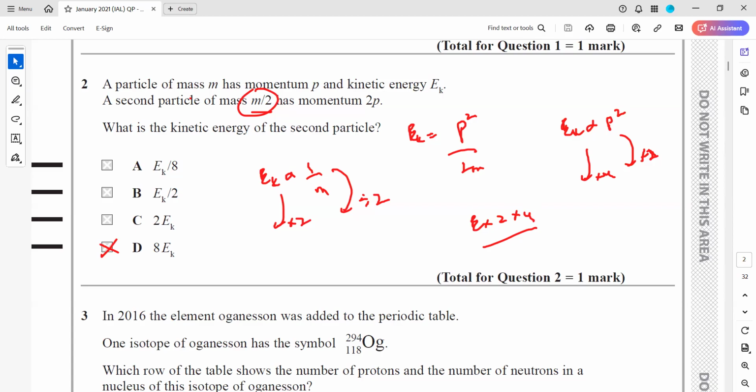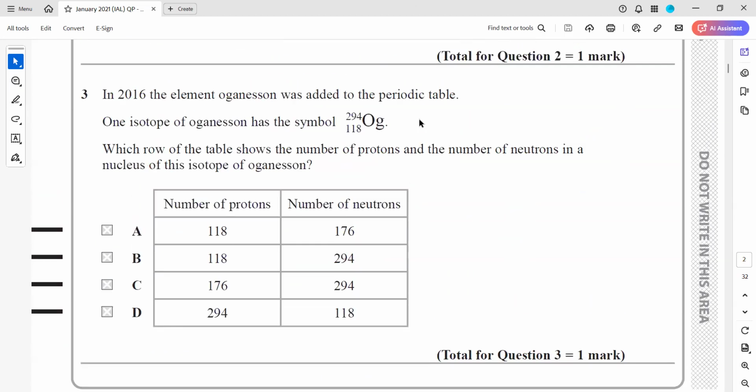So when mass and momentum are related by kinetic energy, you always use this equation: Ek, the kinetic energy, is p squared over 2m.